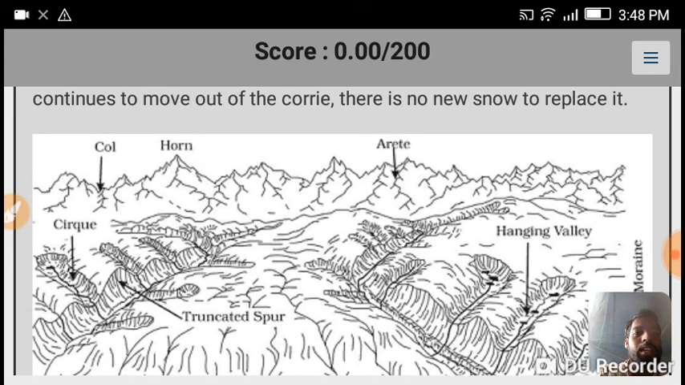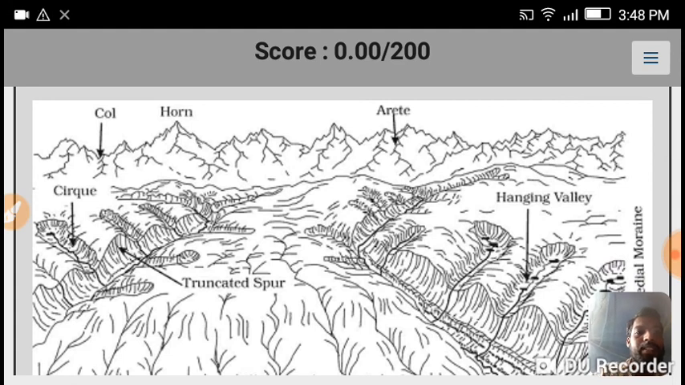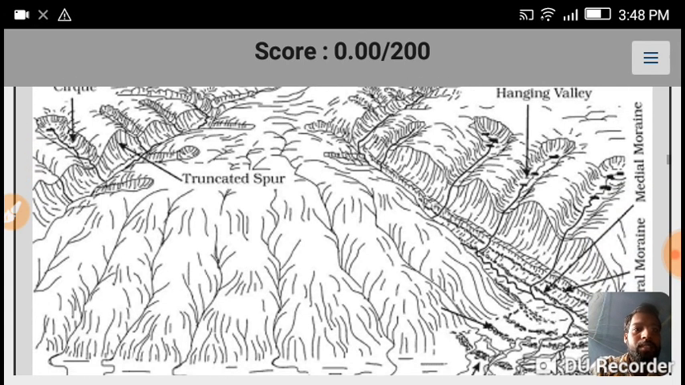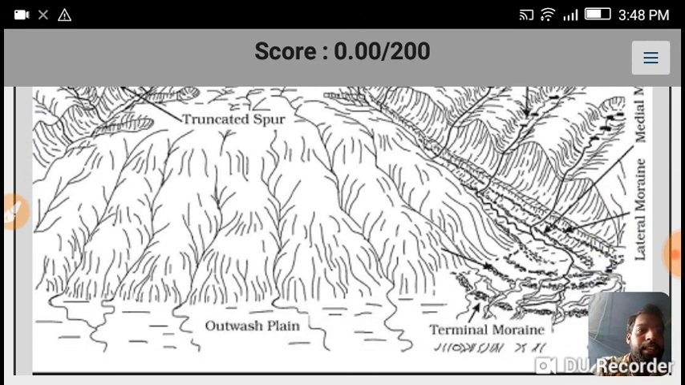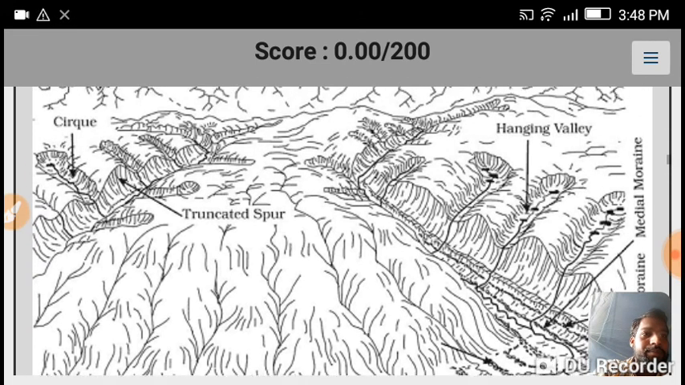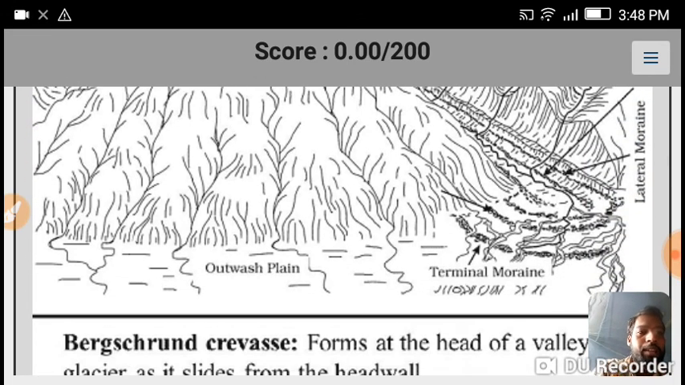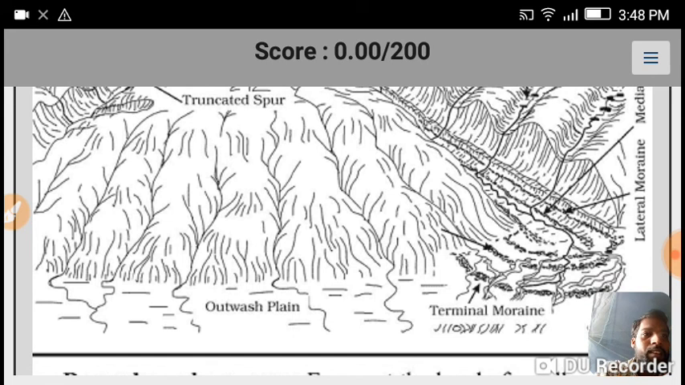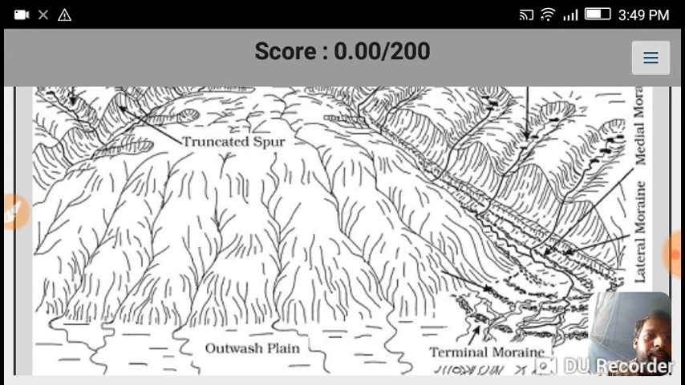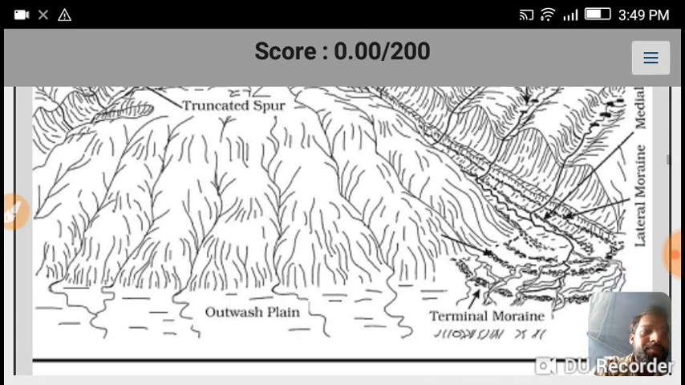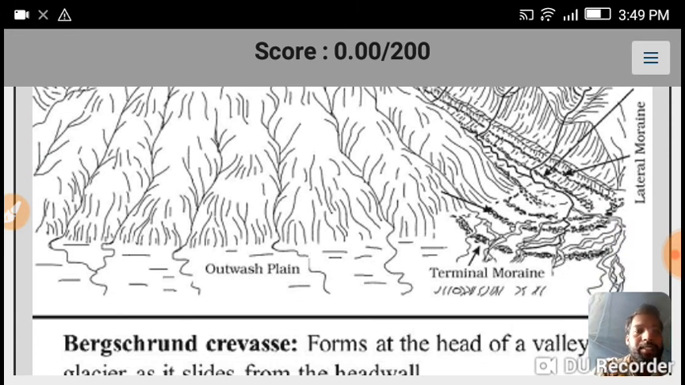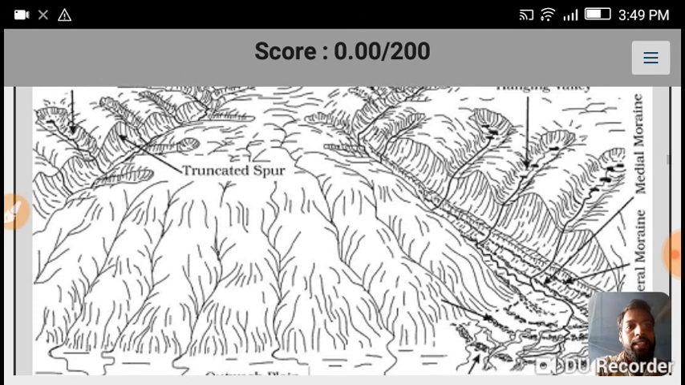So it is mainly cirque, horn, arete, hanging valley. Okay, so it is cirque, you can see. And horn, arete, hanging valley, truncated spur, and lateral moraine, medial moraine, terminal moraine, outwash plain, truncated spur.